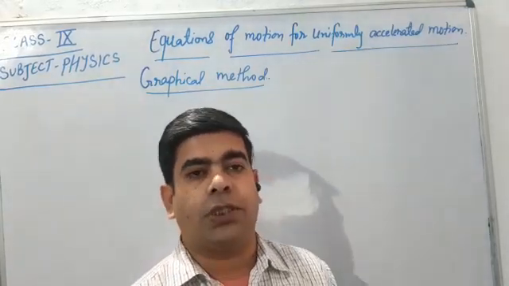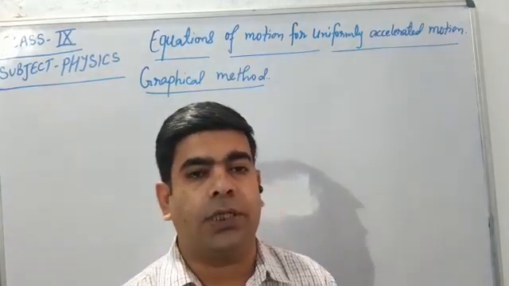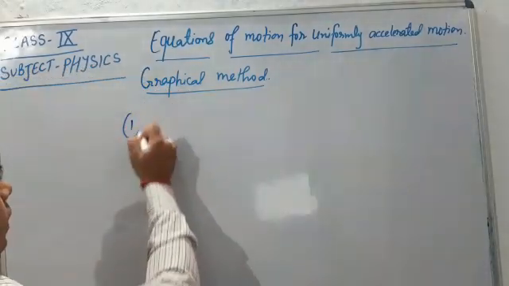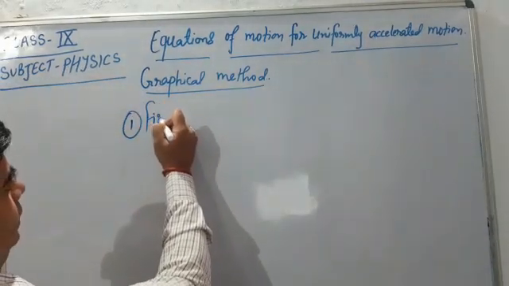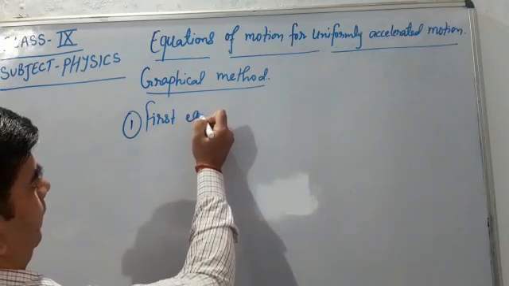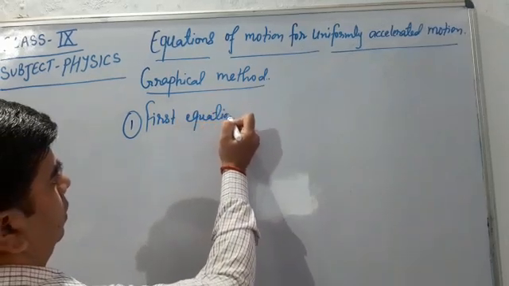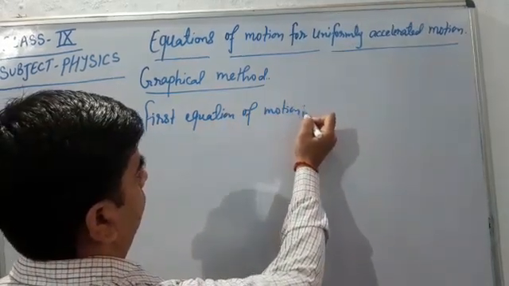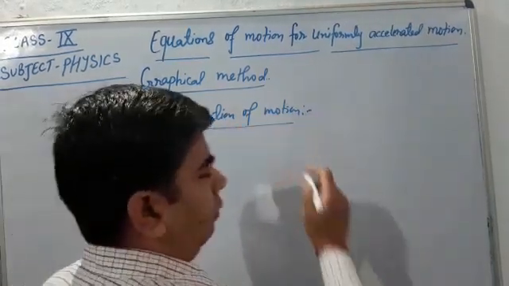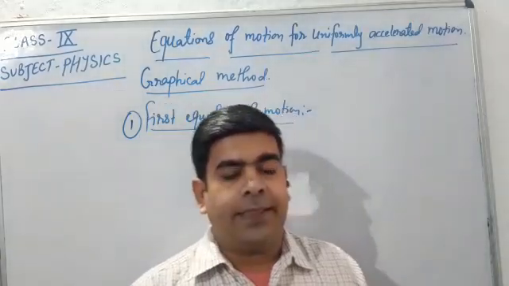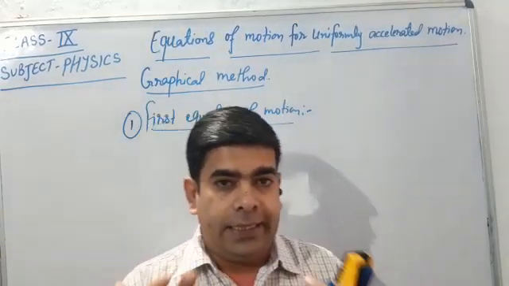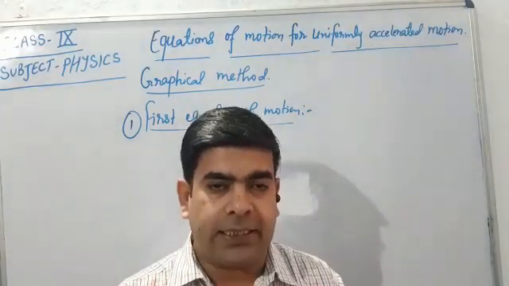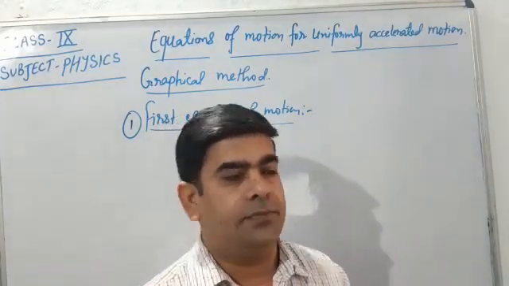First equation of motion, second equation of motion, and third equation of motion. First of all, the first equation of motion: the relation between initial velocity, final velocity, acceleration, and time.